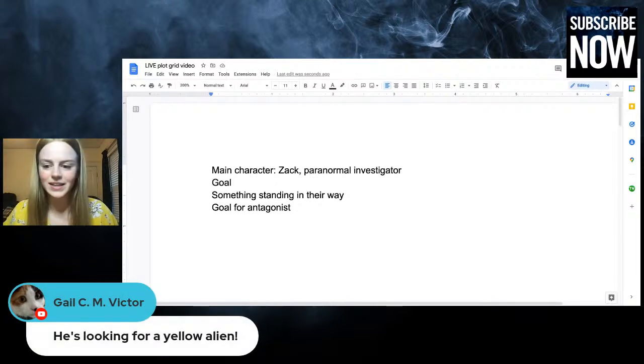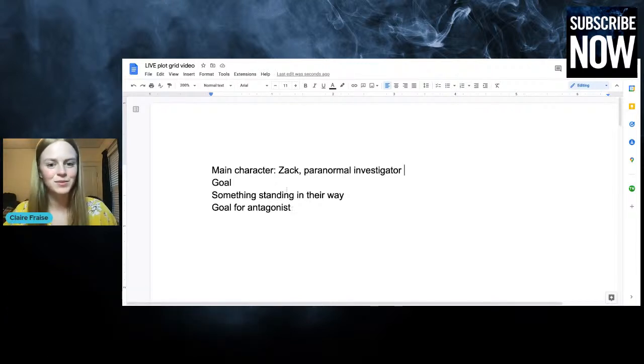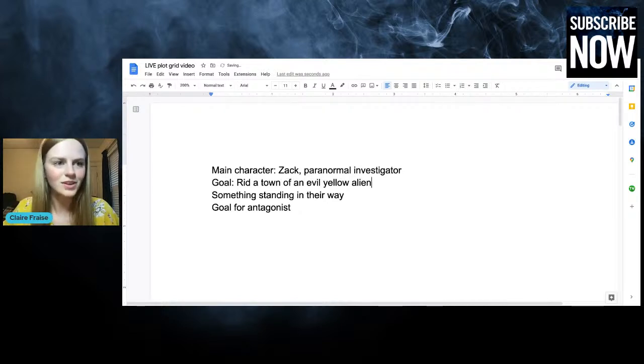He's looking for a yellow alien. Perfect. Okay, so Zach, our paranormal investigator, his goal is to rid the town, or a town, we'll figure out which town later, of an evil yellow alien. Awesome. Perfect. So the goal for the antagonist, obviously then in this story, the antagonist is the evil yellow alien.